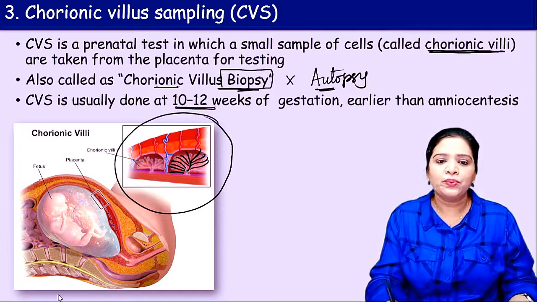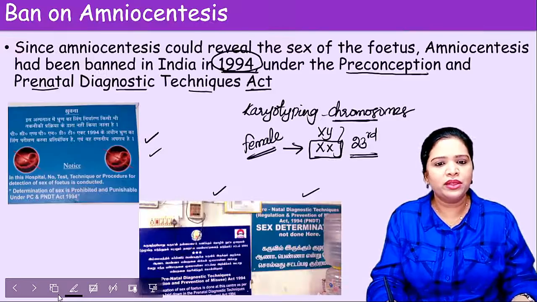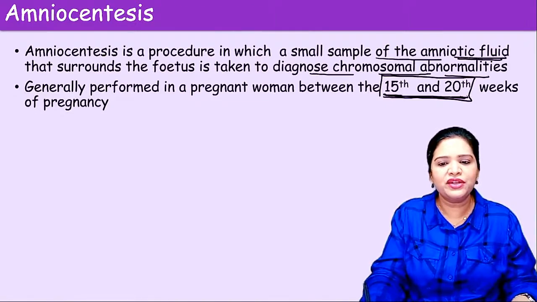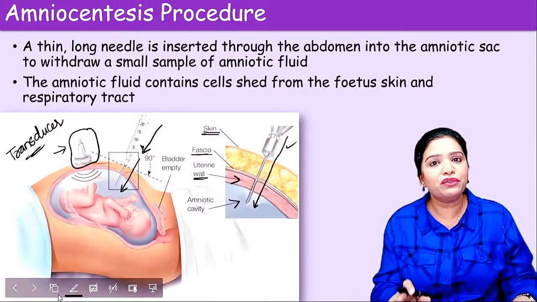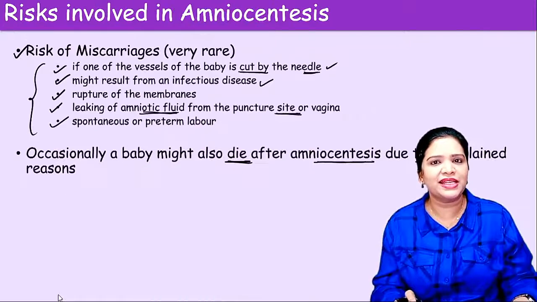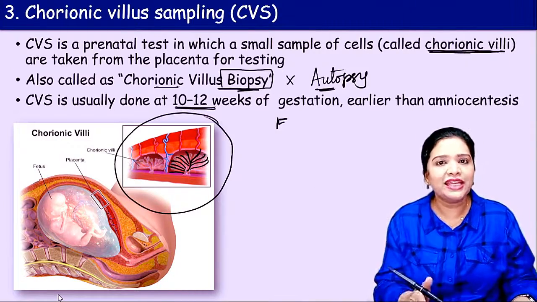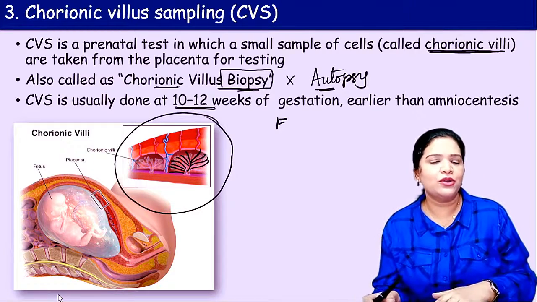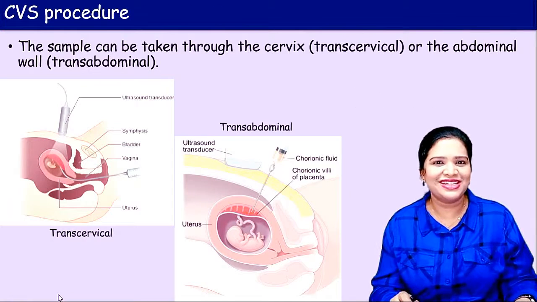For example, amniocentesis we do exactly at the 15th to 20th week, you remember. So amniocentesis should be done at the 15th to 20th week of pregnancy. Chorionic villi sampling should be done at the 10th to 12th week, before amniocentesis, not later or earlier. This is the exact time period of gestation.